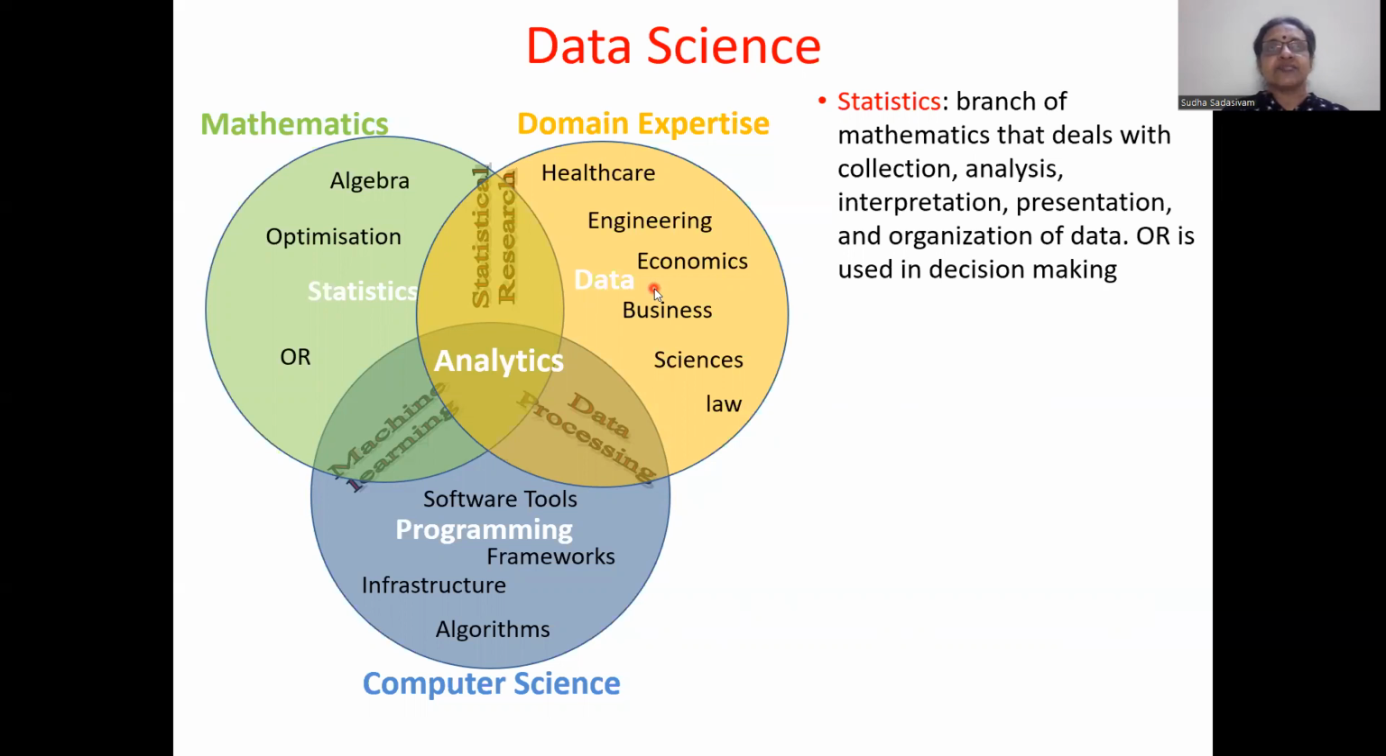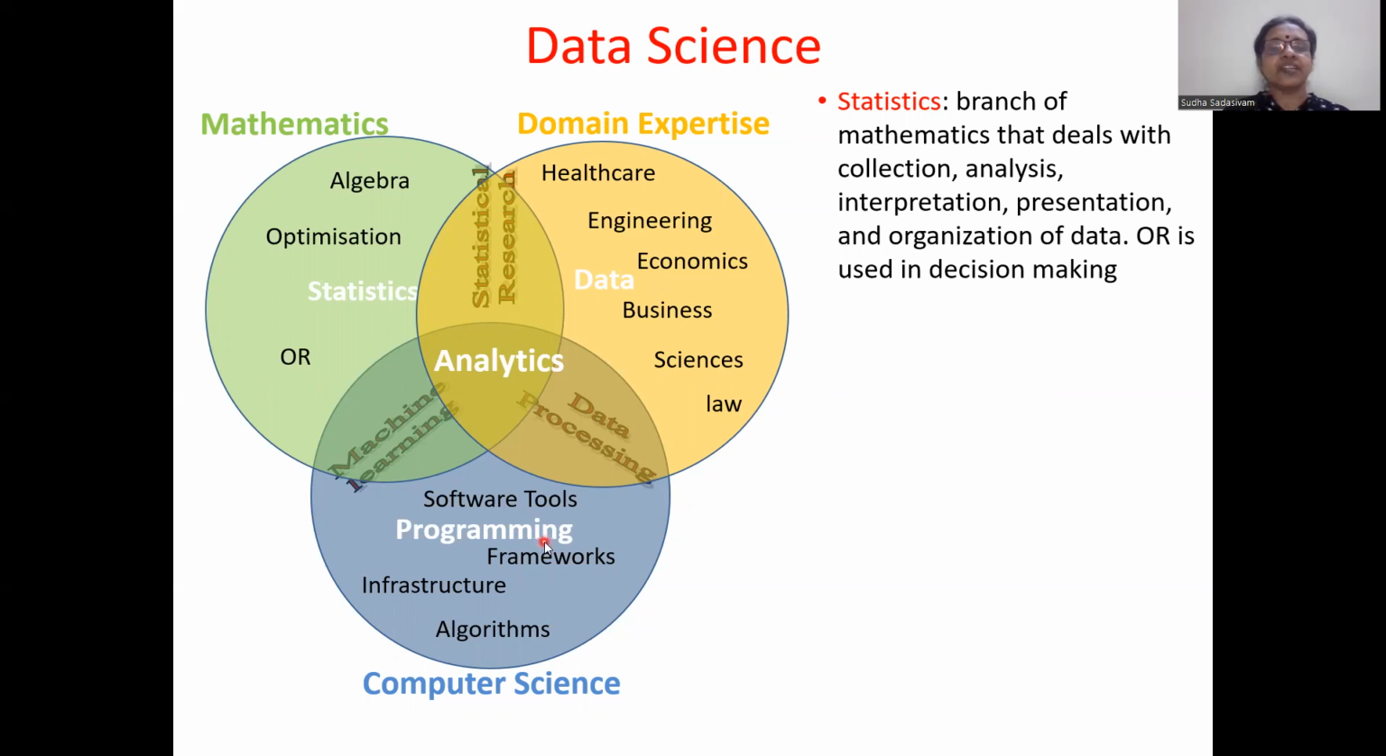Data science, as we all know, primarily develops knowledge from data. The data is from a particular domain area. The domain can be either the healthcare domain, business domain, science domain, law domain, and so on. So the domain expert will help us to gather the correct data based upon which the model can be developed.